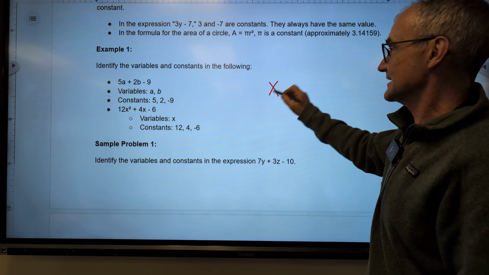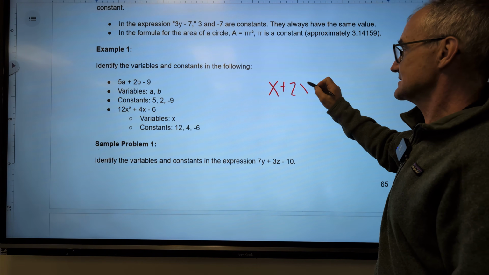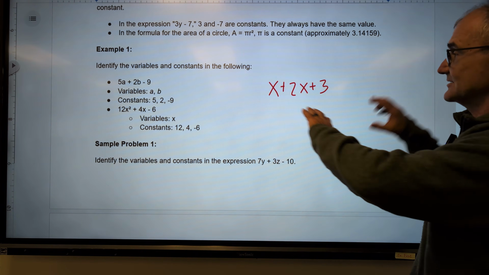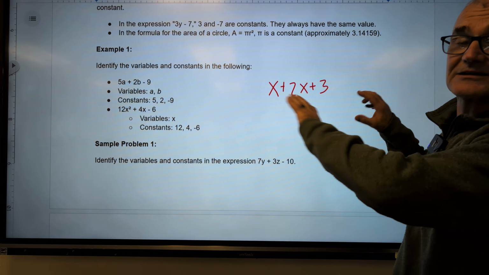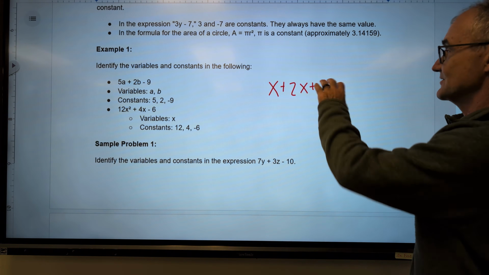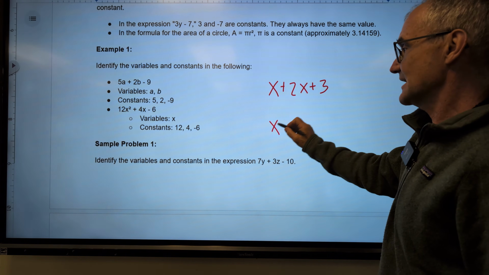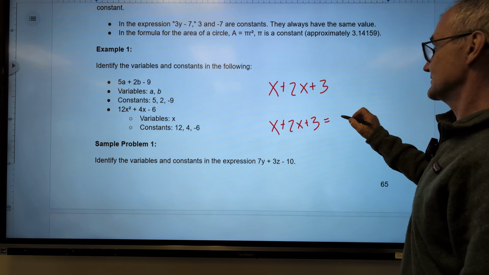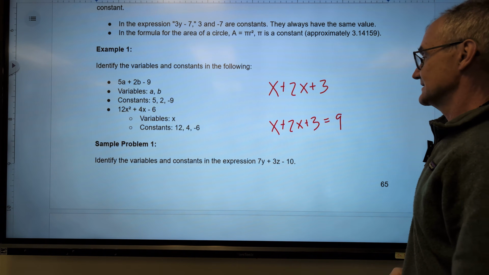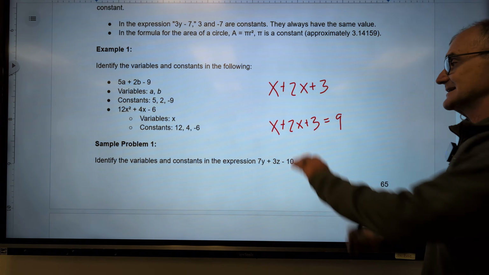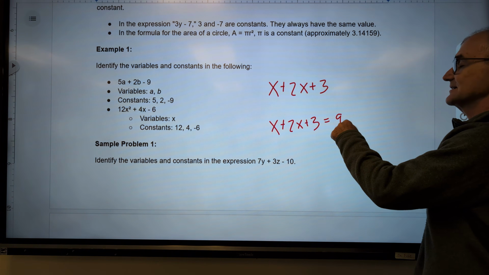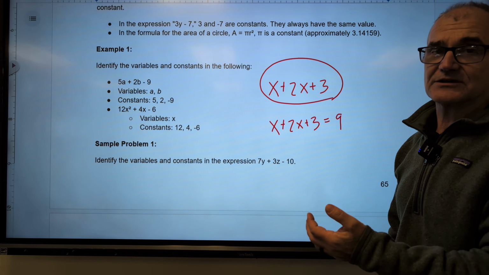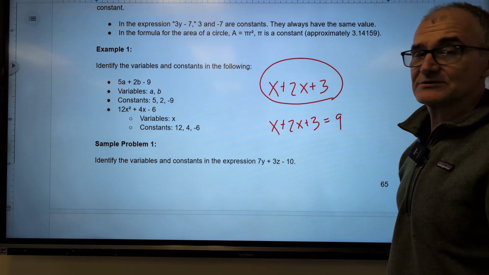If I have x plus 2x plus 3, that is an expression. I can't do whatever I want to both sides of the equation because there is no equation. So this is an expression versus x plus 2x plus 3 is equal to 9. This is an equation, meaning this is equal to this. So all you could ever really do in an expression, you can't ever solve for x. You could just combine similar terms.